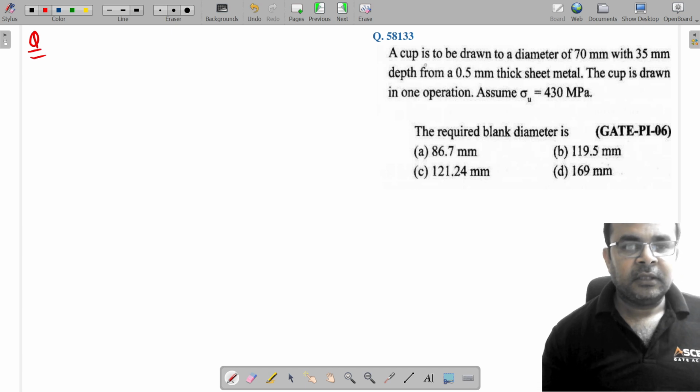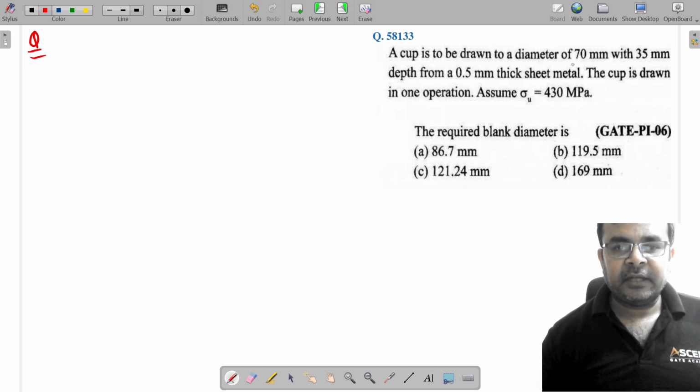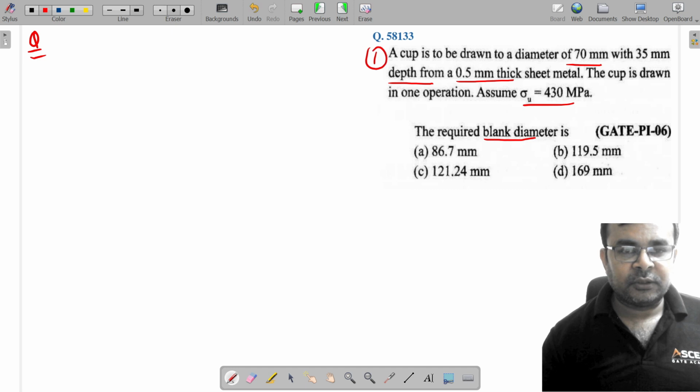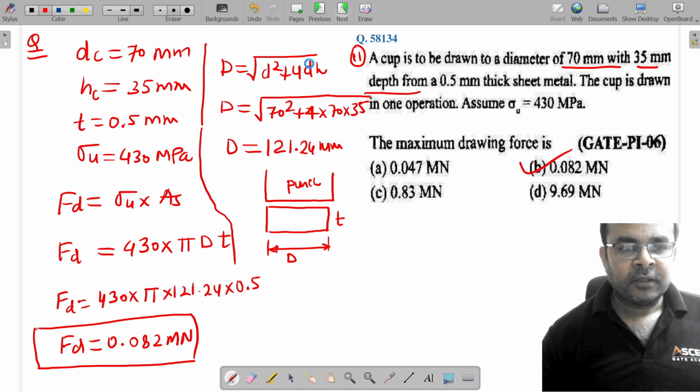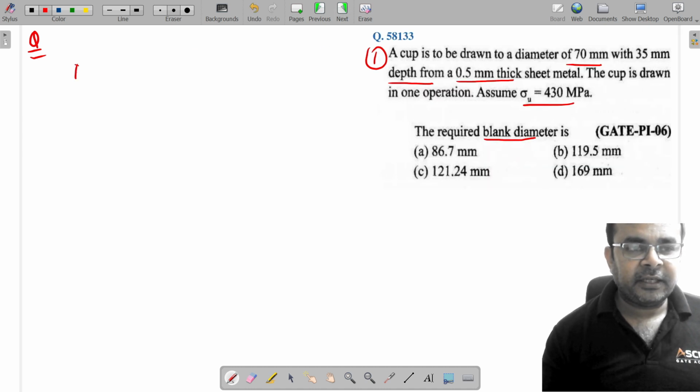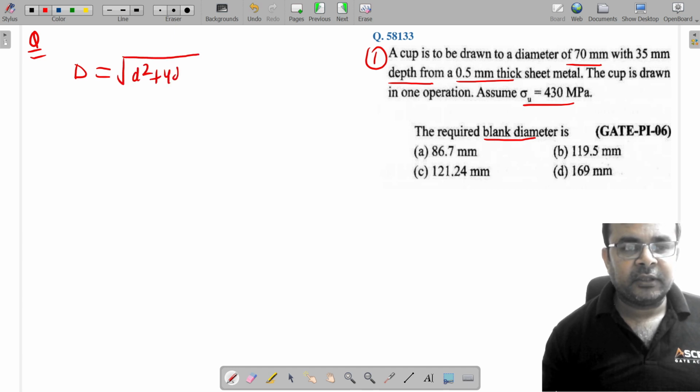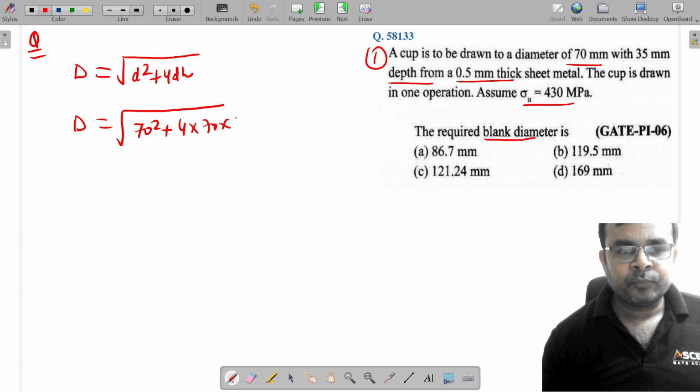you can see this question. A cup is to be drawn of diameter 70 mm with 35 mm depth and thickness 0.5 mm. The cup is drawn in one operation assuming sigma u is equal to this, the required blank diameter. Okay, so this is the first part of the previous question, and the previous question was the second part. Is it clear? So for this, you need to write the diameter of the blank, which is square root of d square plus 4dh. And now if you put this value here, we already calculated this value. Is it clear? This is 70 square plus 4 times 70 into 35.